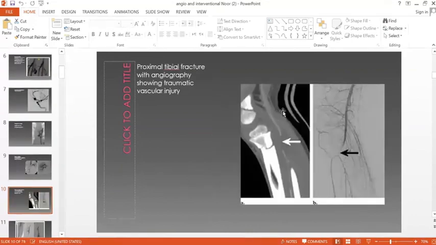As we mentioned, it has a role in patients with trauma and surgery. This is a case of fracture involving the proximal tibia, and you see here the signs of vessel injury. In this angiography, you notice the severe narrowing of the vessel.